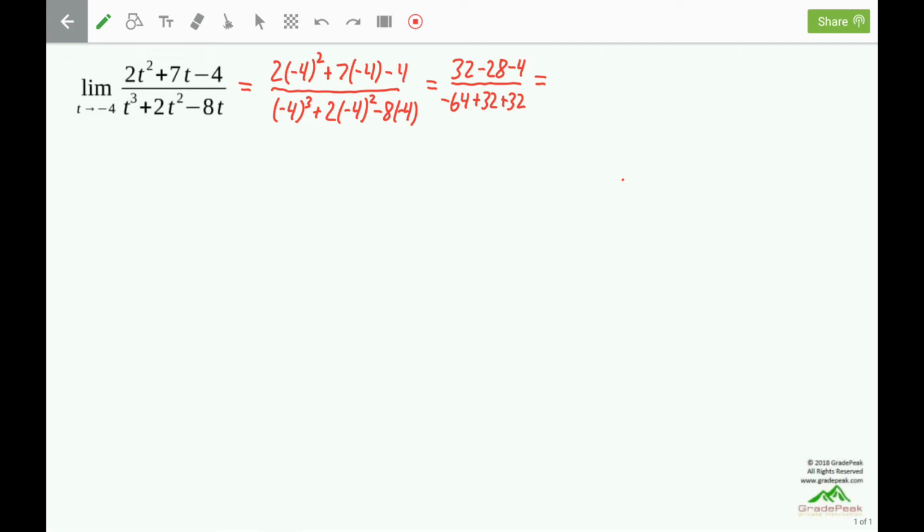In the numerator, 32 minus 28 is a 4 minus a 4, which is a 0. In the denominator, negative 64 plus 32, which is a negative 32, plus another 32 is a 0. And we have the 0 over 0 indeterminate form. We will need to rework this. Since these are power functions, we're going to try the factor and cancel method.